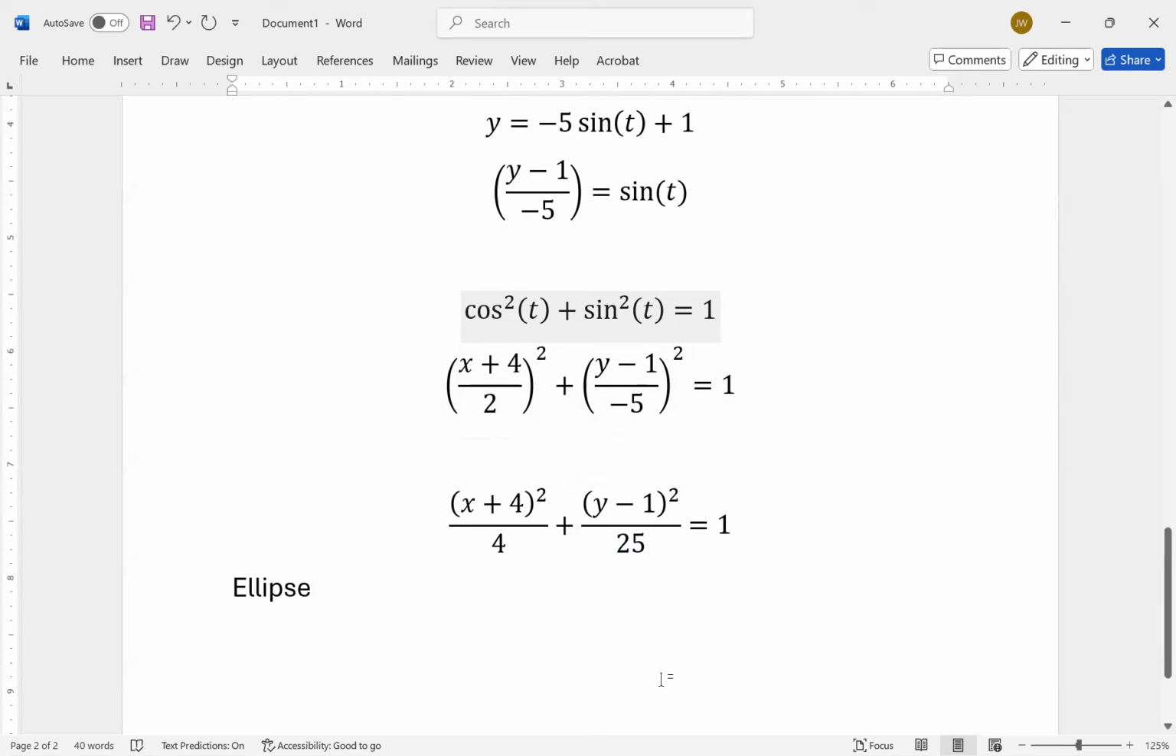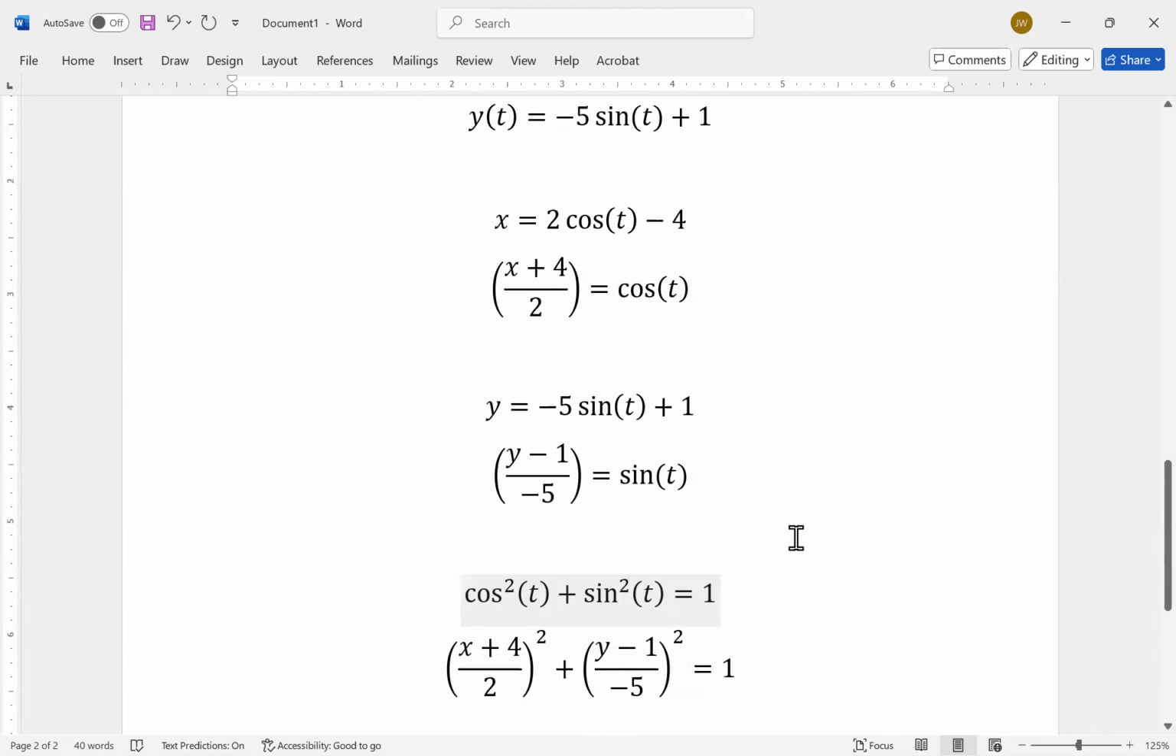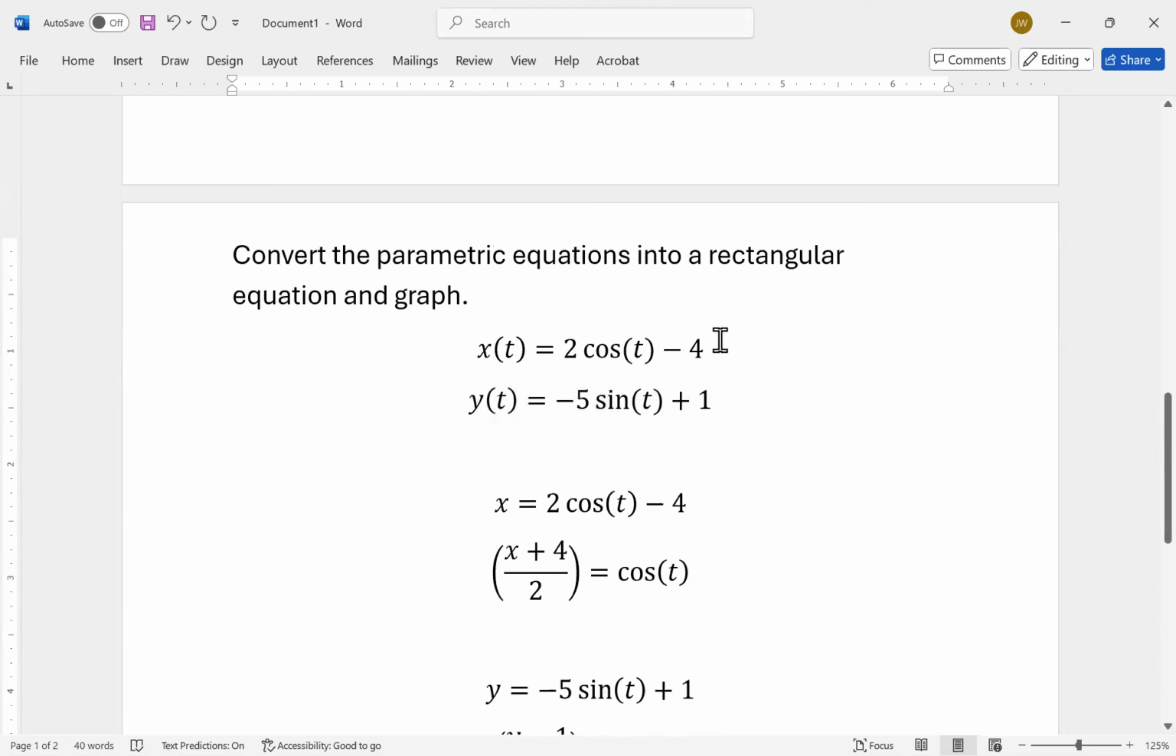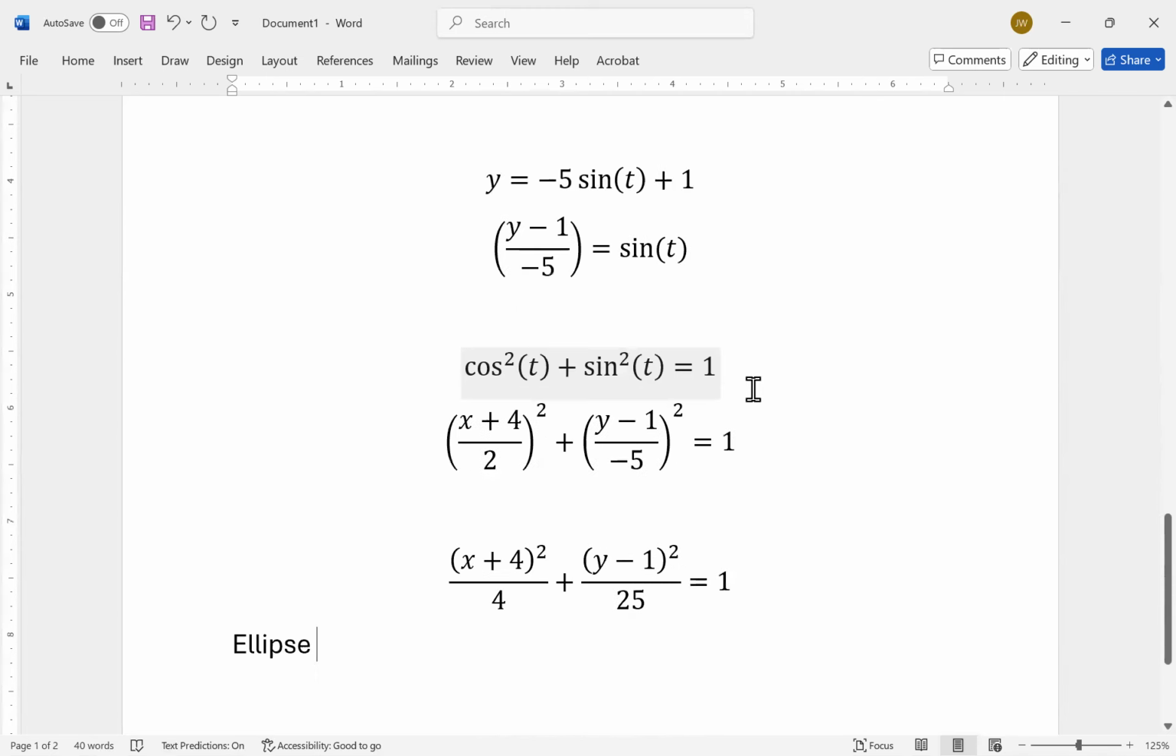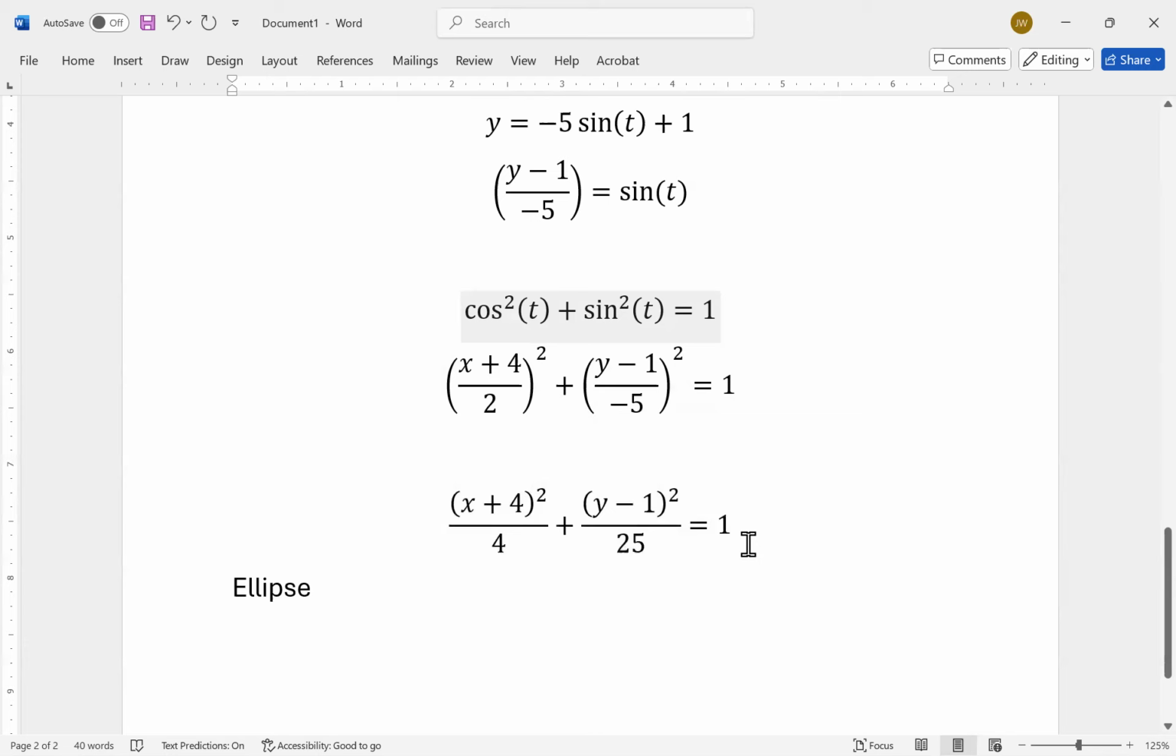This ellipse is stretched out more in the y direction than it is in the x direction. We could find all of the features of this ellipse using what we know about conic sections. But that being said, it's just very nice that this set of parametric equations wound up giving me the equation of an ellipse. I'm going to graph this using Desmos. Of course, you could graph this using your calculator as well.